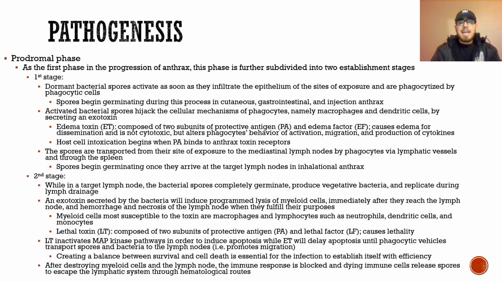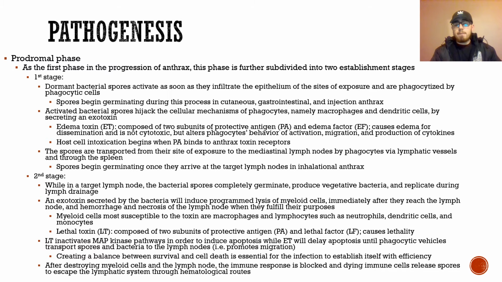Activated bacterial spores hijack the cellular mechanisms of phagocytes, namely macrophages and dendritic cells, by secreting an exotoxin. It should be noted that it will secrete two different exotoxins that have their own unique effects, but in the case of this specific effect, one certain exotoxin will actually prompt this, and that is edema toxin, or ET. And it's composed of two subunits, protective antigen and edema factor. And the edema factor will actually be the one that causes edema for dissemination and is not cytotoxic. It's not like the other exotoxin, which is going to cause the lethal effects.